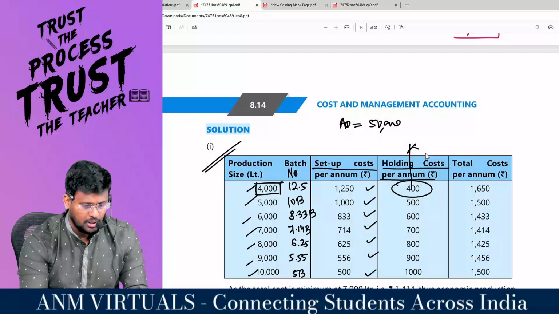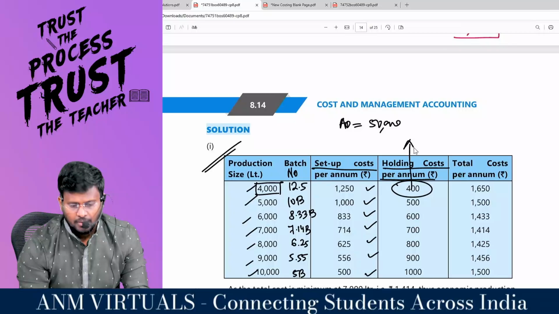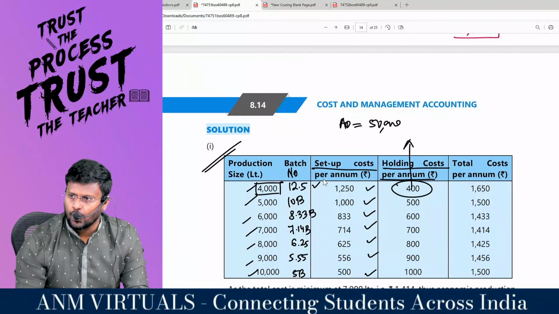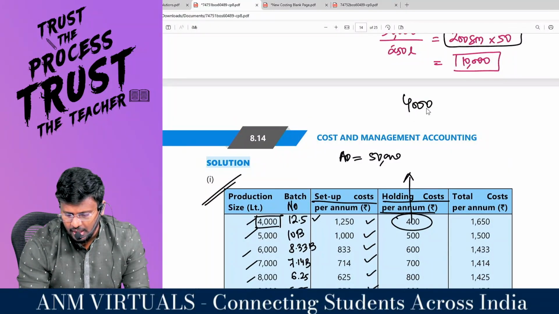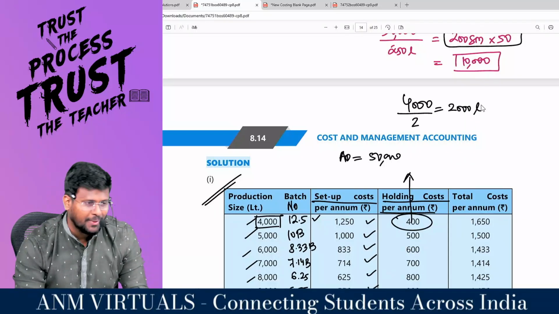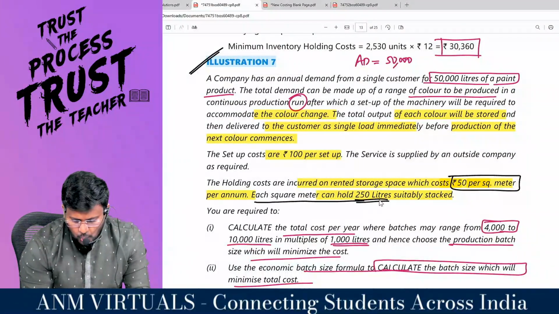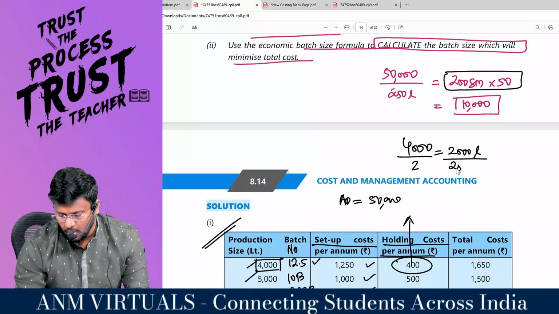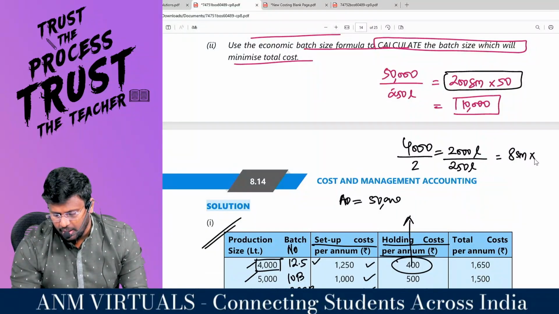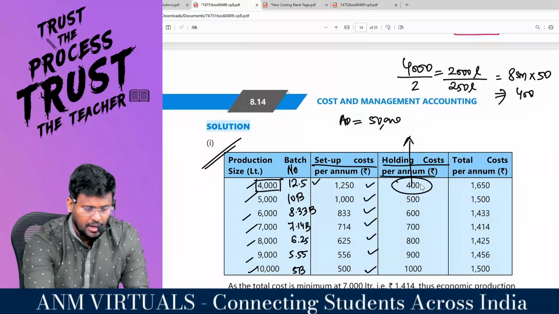I will explain once again how 400, if anyone is not able to appreciate. Let me ask you a question. In one batch, how many liters? 4,000 liters you are going to manufacture. Like that, 12.5 batches you are going to manufacture. So 4,000 divided by 2 comes to 2,000 liters you will be carrying on average. 2,000 divided by 250 liters per square meter means 8 square meters needed. For every square meter, what is the cost? 8 into 50 comes to 400. That's how they have derived 400.